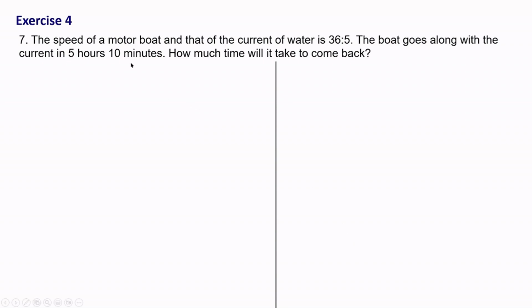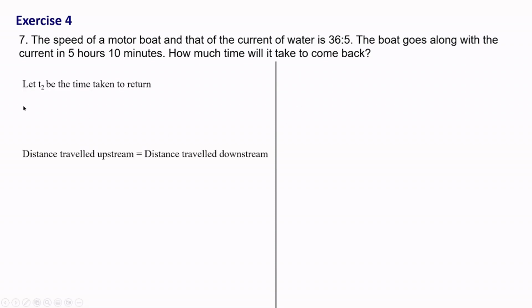Next question. The speed of a motorboat and that of the current of water is 36:5. The boat goes along with the current in 5 hours 10 minutes. How much time will it take to come back? So here the ratio of the speed of the boat and that of the current is given. It is 36:5. Then the time taken to go downstream is given, 5 hours 10 minutes. We need to find the time it will take to come back.